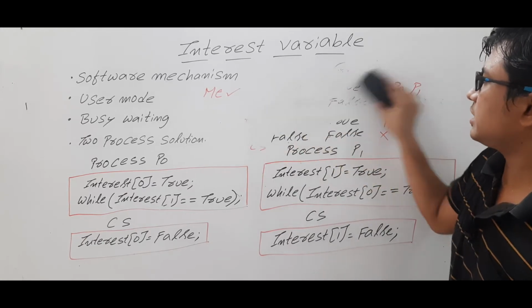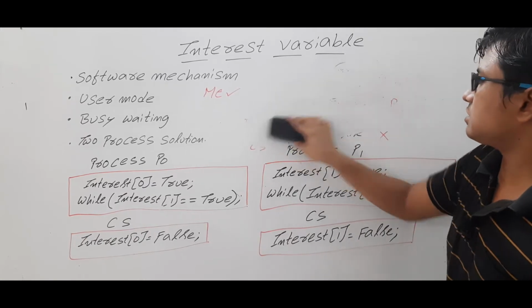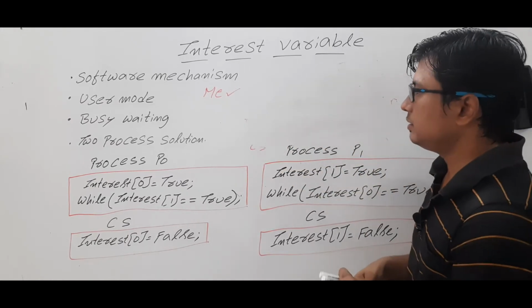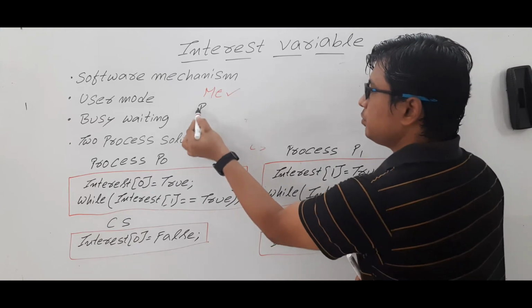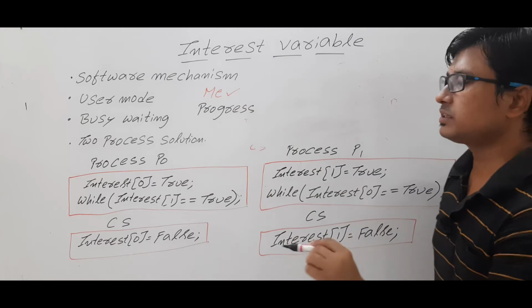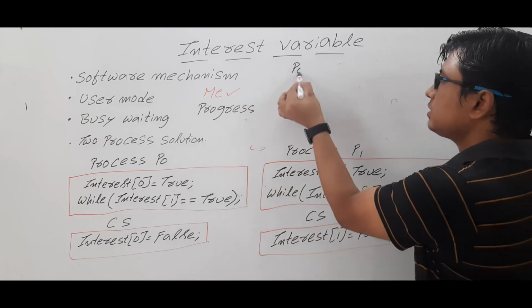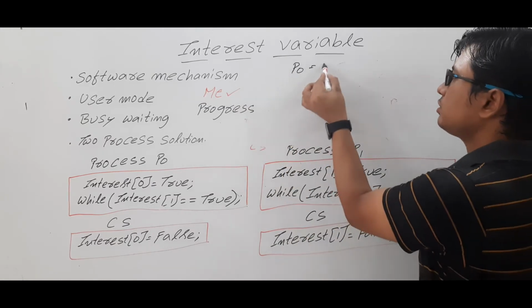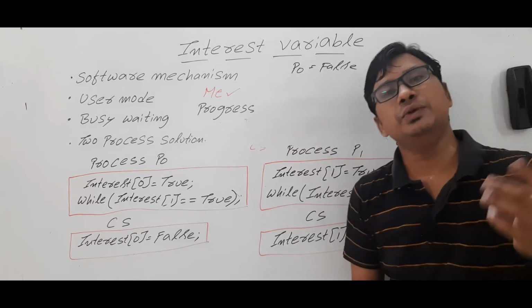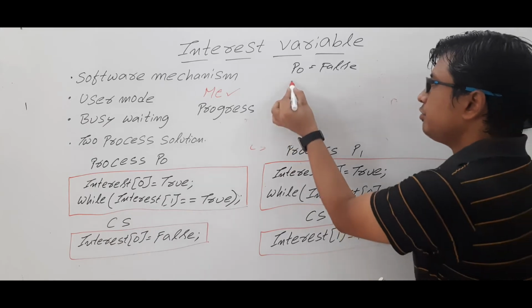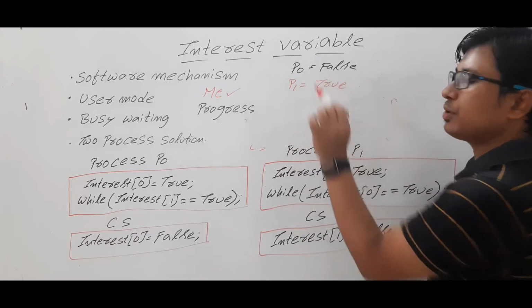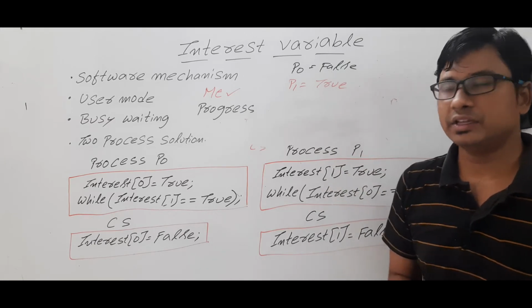Now let me discuss, can we achieve progress or not? Is it clear? Look here. Can we achieve one more important parameter, which is progress? Okay, now let's take this. Process P0 interest is equal to false, meaning process P0 is not ready to enter into the critical section. However, process P1 kept its interest as true, meaning process P1 is ready to enter into the critical section.